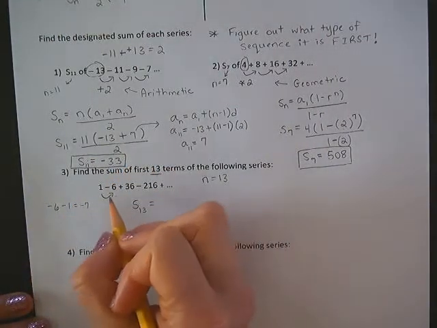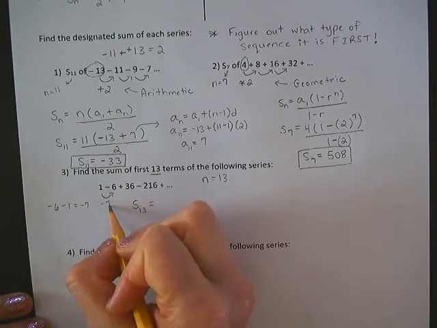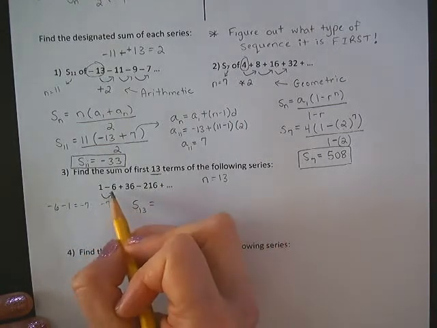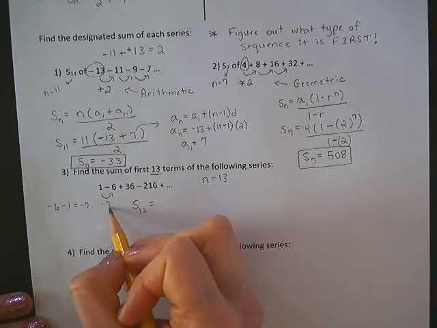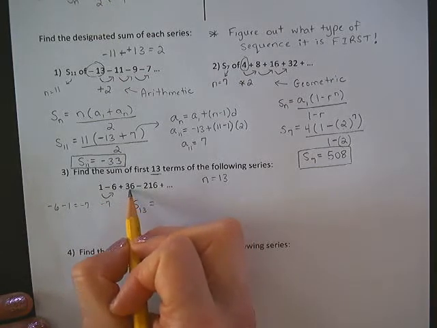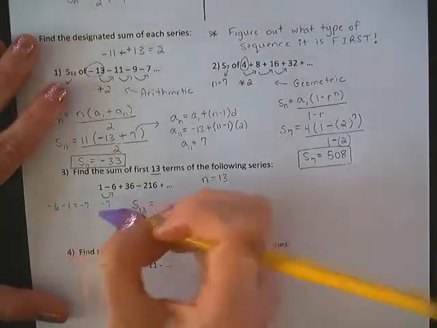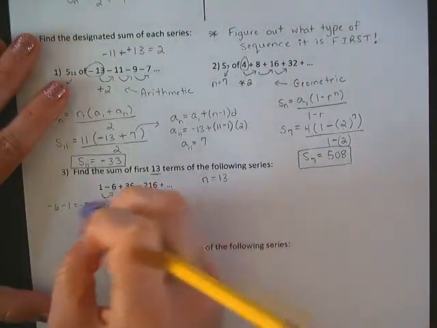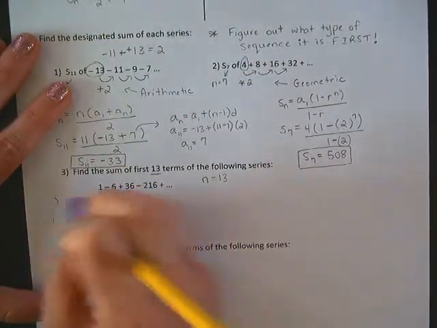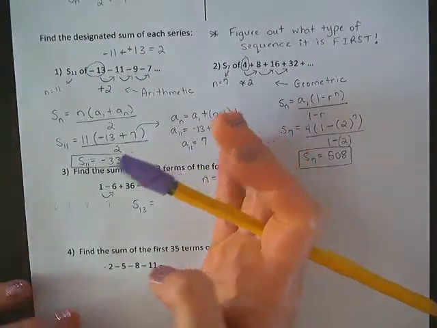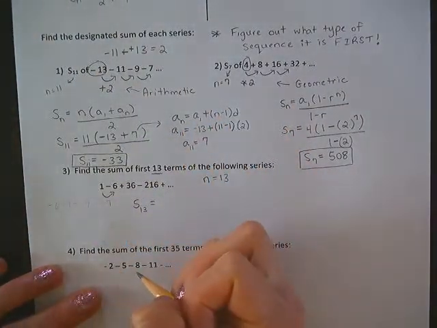So I could check it. Am I subtracting 7 each time? Well, if I take -6 minus 7, would that give me 36? And notice it won't. So that means that it's not arithmetic because we're not adding or subtracting a constant number. So now I'm going to think to myself, is it geometric?